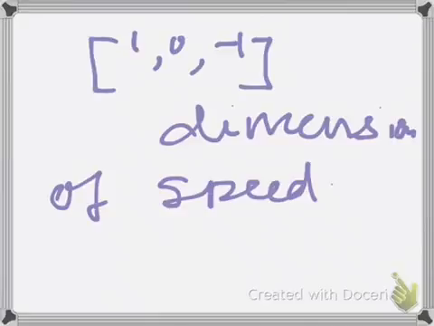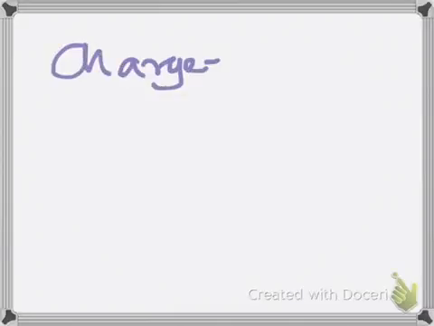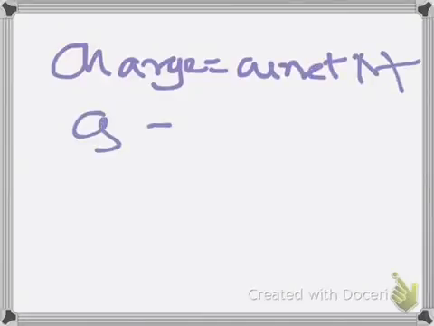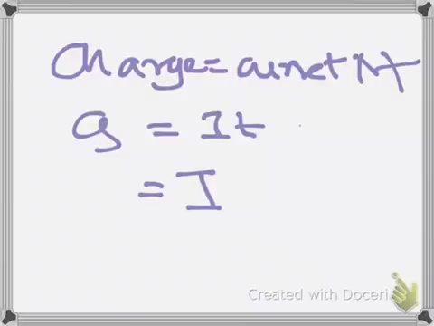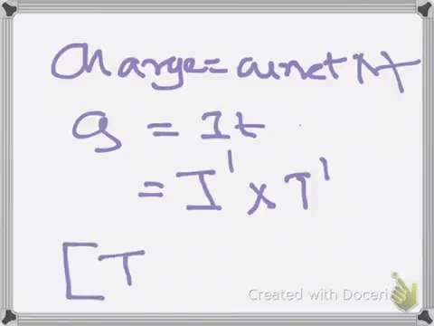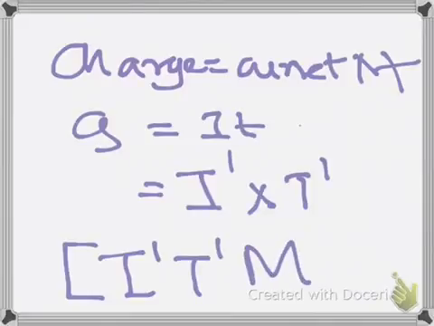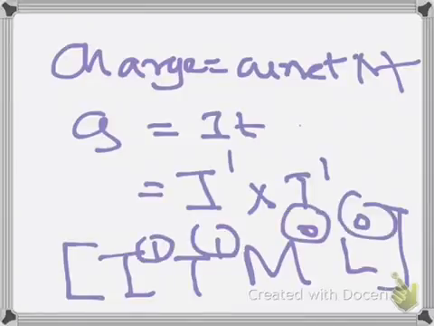So, or let us say the equation for charge. So charge is equal to current into time. Q is equal to IT. So it is basically I1, T1. Representing this, we have I1, T1, M0, L0. So this is the dimensional equation, and 1, 1, 0, 0 are the dimensions.